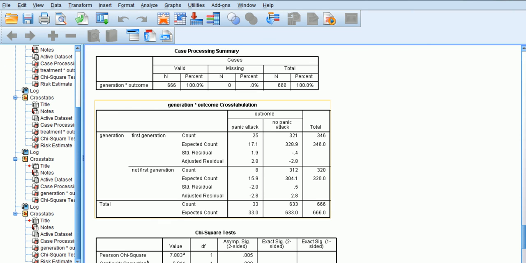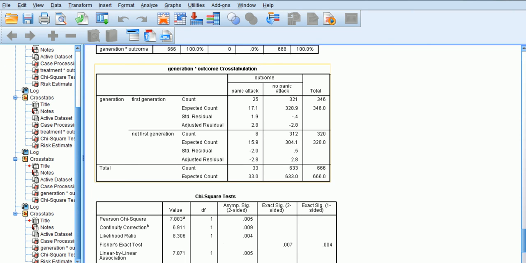This is the same analysis as before, but now we also have what's called the residuals, standardized residual, and the adjusted standardized residual. Those are usually interpreted as values around 2 or greater than 2 as being a significant deviation from what would be expected given independence. So we see that the first generation college students seem to exhibit more panic attacks than would be hypothesized under independence.